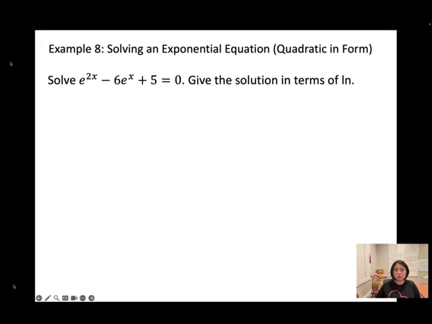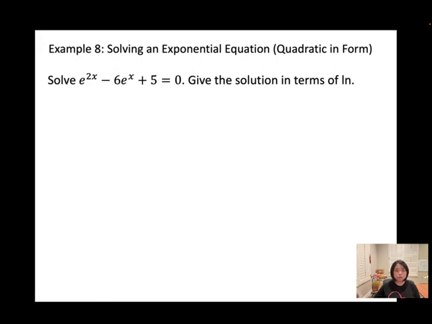Example 8, solving an exponential equation. And this is quadratic in form. Quadratic equation, remember the form? That will be ax squared plus bx plus c equal to 0. And then we're going to use the x method, right? But for this one, we do have an exponential equation with the quadratic form.